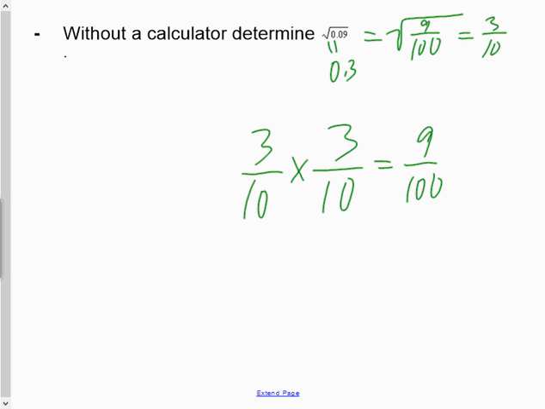Common mistake on a multiple choice test with the province would be 0.03 as a multiple choice answer. And of course, it looks like it should be 0.03, but in fact, it's actually 3/10, not 3/100ths.